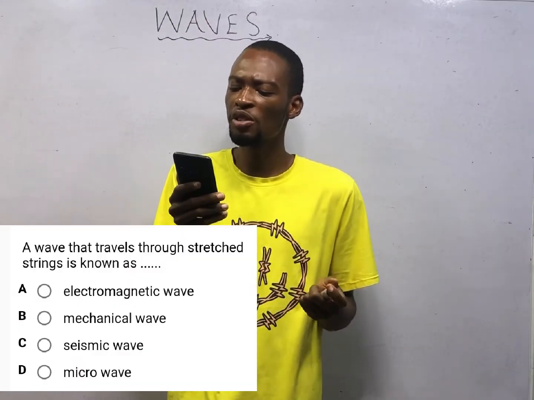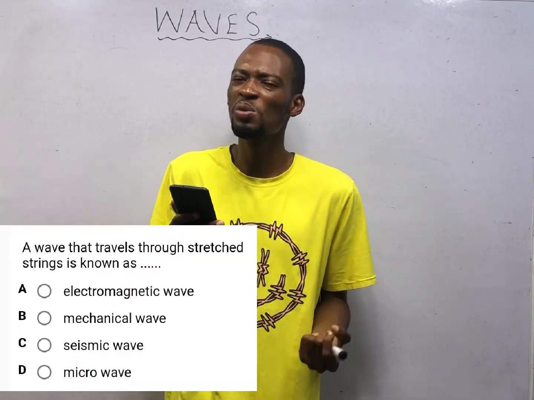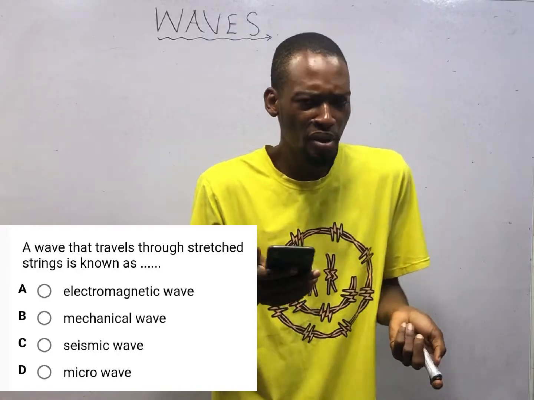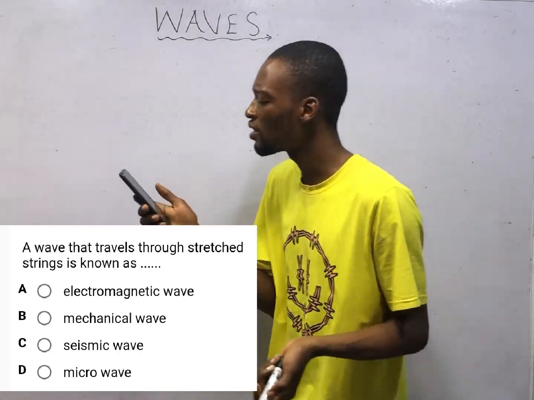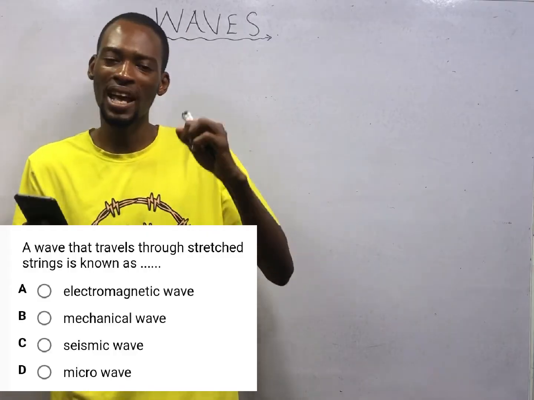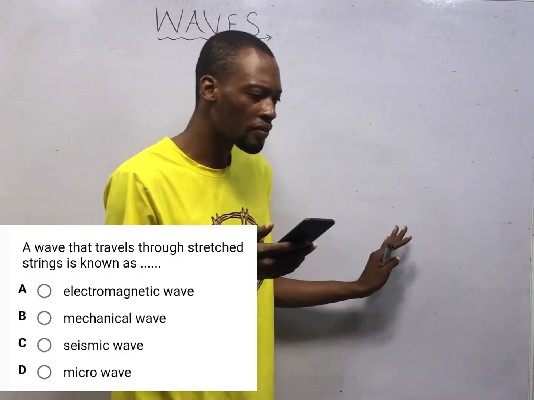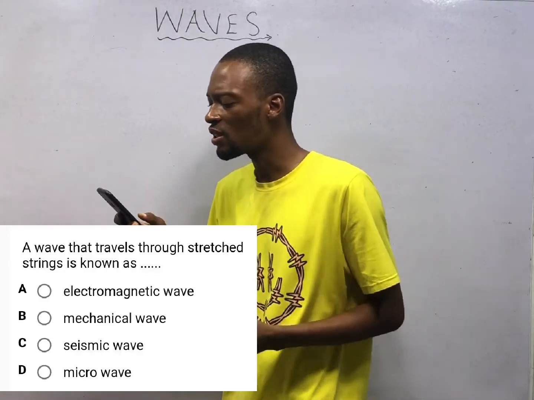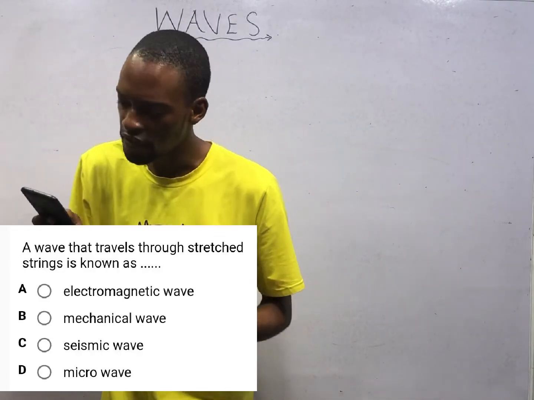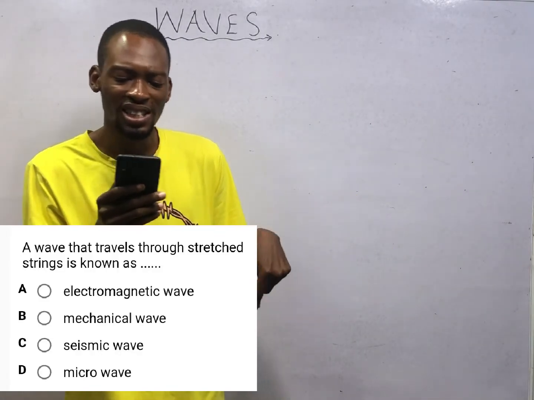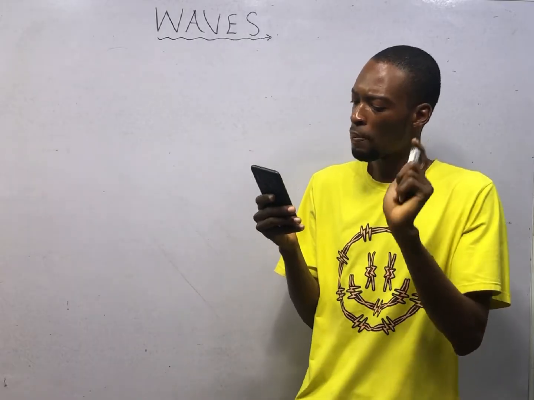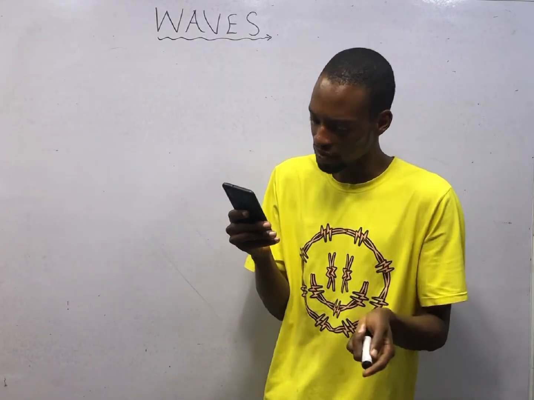A wave that travels through a stretched string is known as dash. Looking at all the options, the most appropriate is mechanical wave. Stretched string simply means it requires a material medium. So any wave that requires a material medium or matter to propagate is referred to as mechanical wave. And which of the following is exclusive property of a transverse wave? Polarization is exclusive property of a transverse wave.